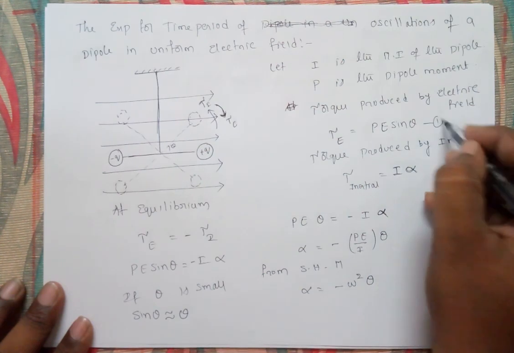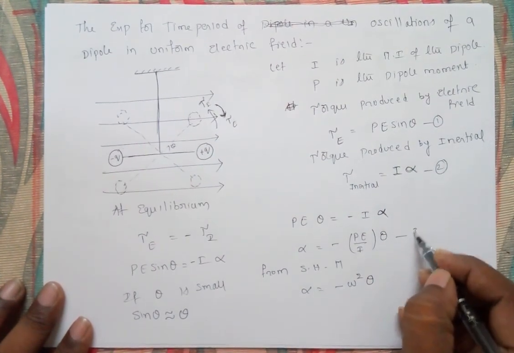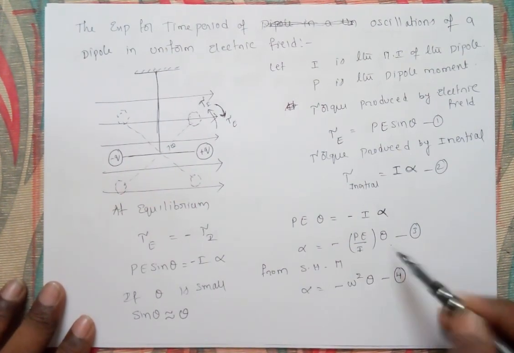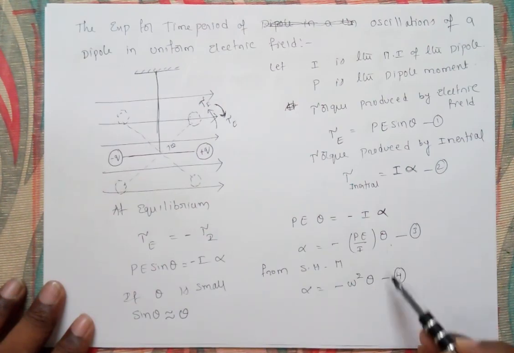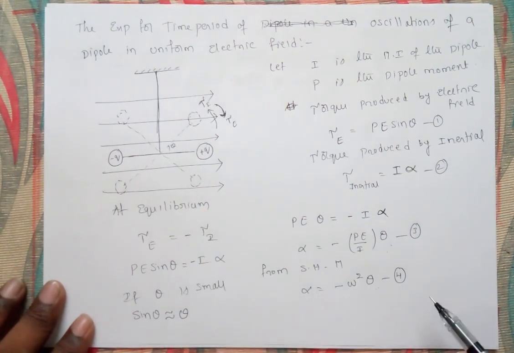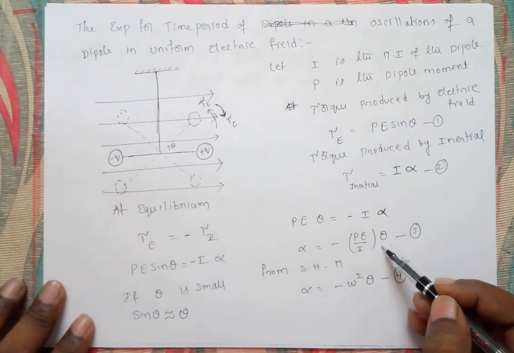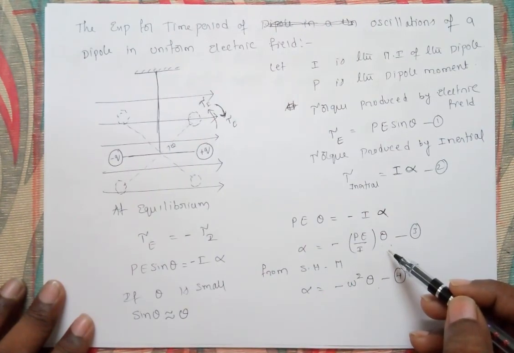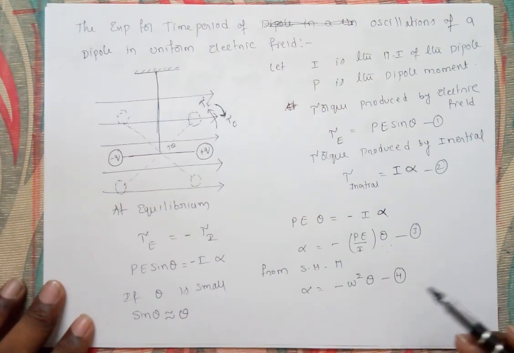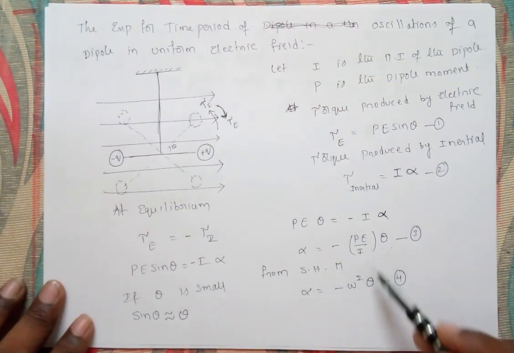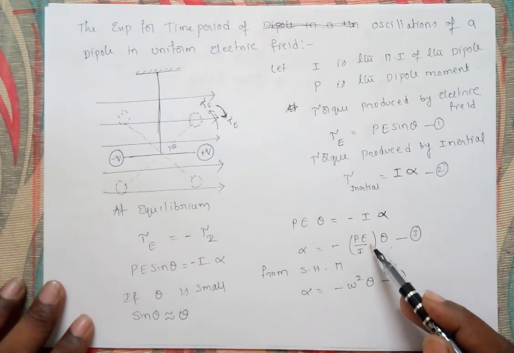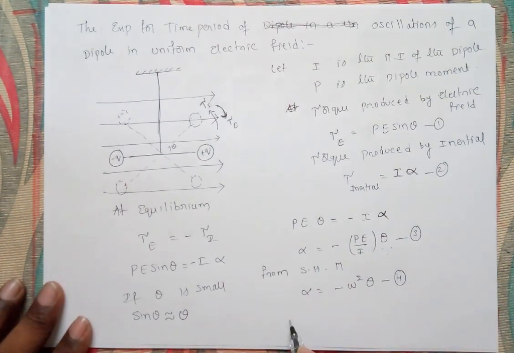Now take these as equations 1, 2, 3 and 4. If you compare this equation with the general simple harmonic equation, this also makes simple harmonic oscillations only, because this equation resembles the simple harmonic equation. So the oscillation of this dipole is also simple harmonic oscillation. Further, to find the time period, you compare these two equations. Here omega square is nothing but PE by I.